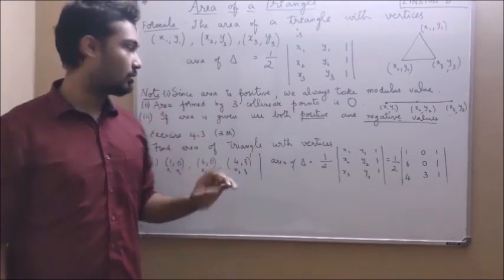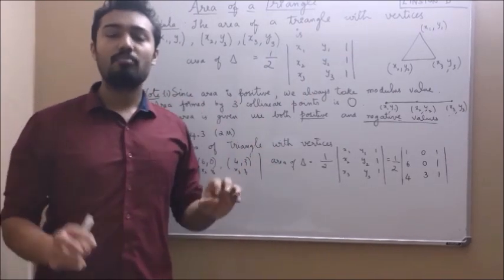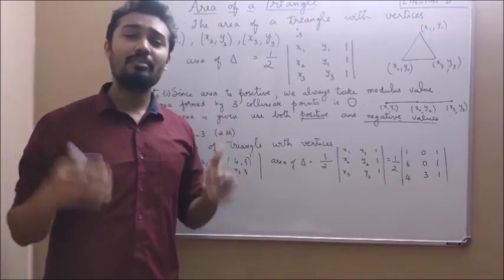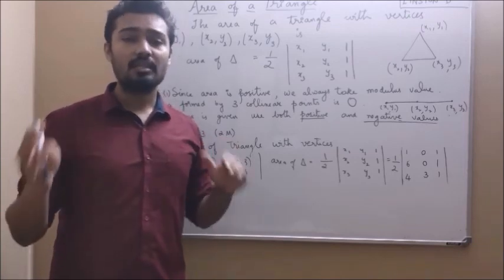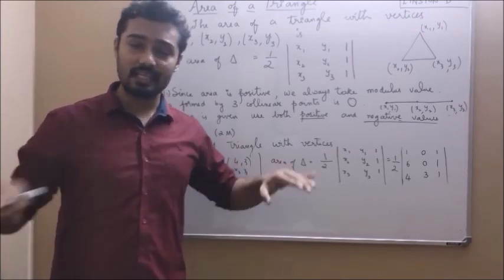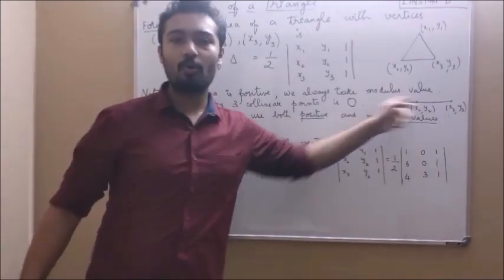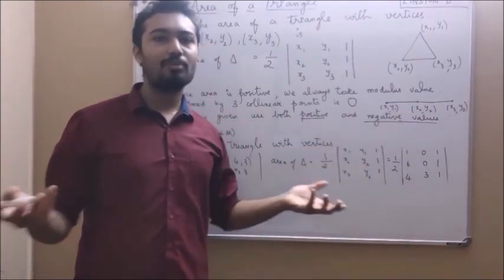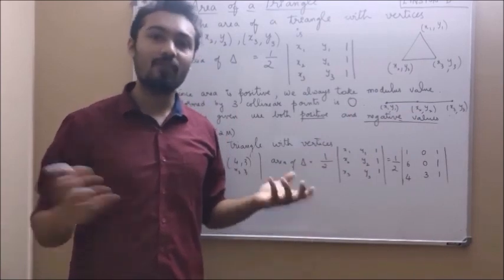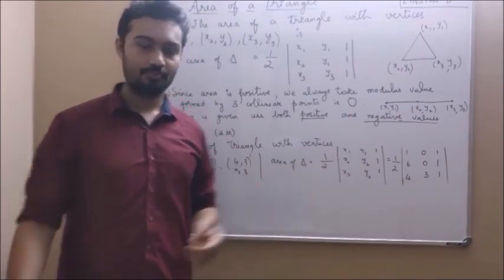Next, second note. The area formed by three collinear points. What is the meaning of three collinear points? The points lying on a straight line. So if the points lie on a straight line, of course they won't make any triangle. So the area of the triangle formed by them is 0.